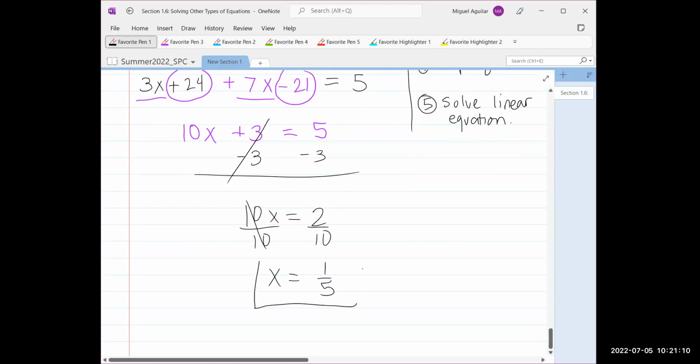Okay. Always, always, always with these, when we get our solution, you have to check it. Does anybody remember what our restricted values are? They were 3 and negative 8. Is this 1 over 5? Is that 3? Is it negative 8?